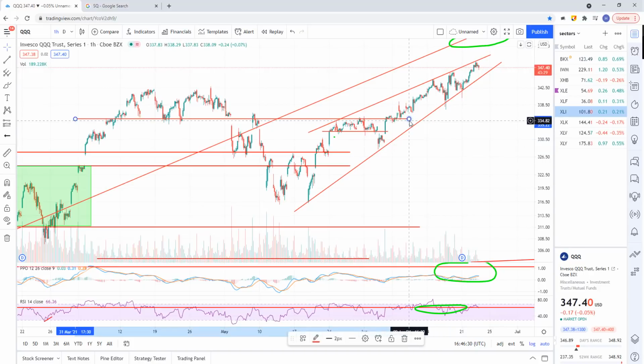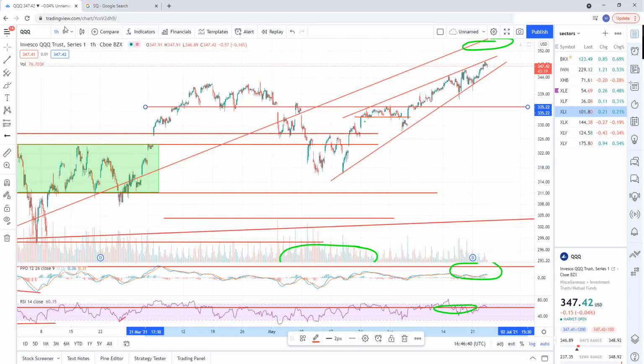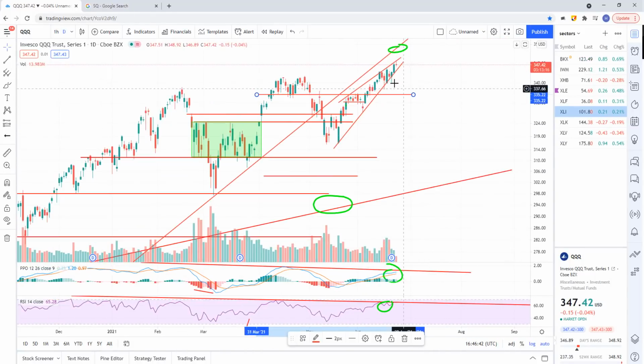But I think we'll at least probably hit the support right here at about 335.30. And then if we break that, we're likely going to go a lot lower. So I'll have to tighten that up. If and when we break, we'll start looking at levels to the downside.